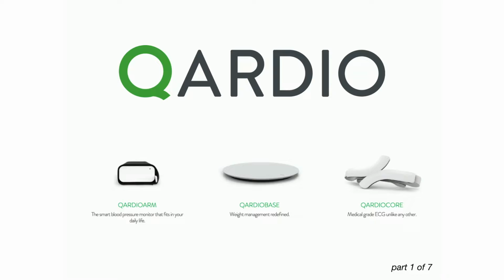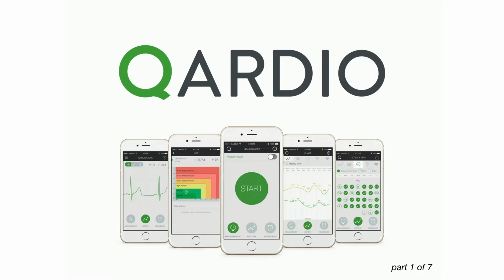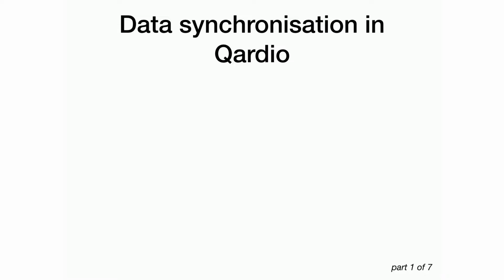So first of all, Qardio. I work at a company called Qardio. The company develops, produces, and sells healthcare devices: blood pressure monitor, smart scale, ECG monitor. All the devices stream data right to the mobile app. The mobile app processes the data, locally stores it, displays it, and synchronizes the data to the rest of the system. Data synchronization plays quite a big role in the entire Qardio infrastructure, and Core Data is the keystone of the iOS part of synchronization.